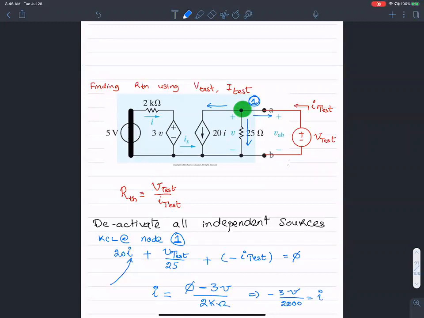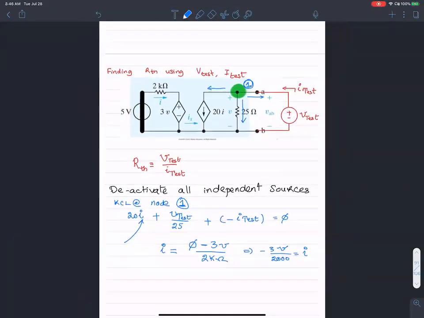So what I'm trying to do is simply get an expression. Now what I can do is manipulate all of these equations. Okay, let me see.